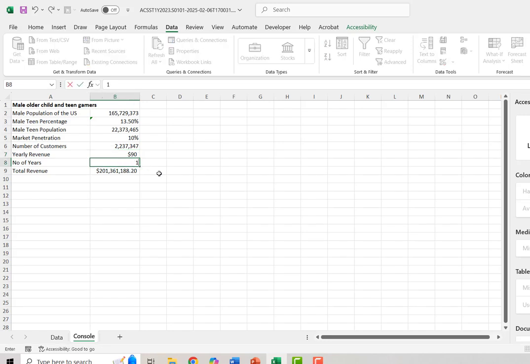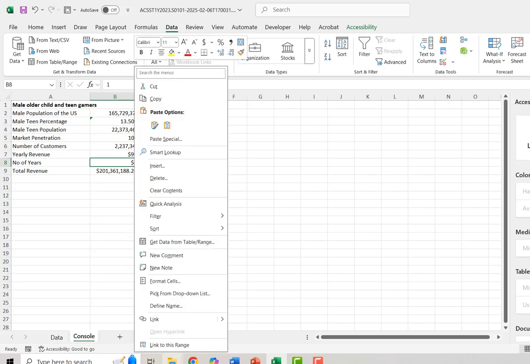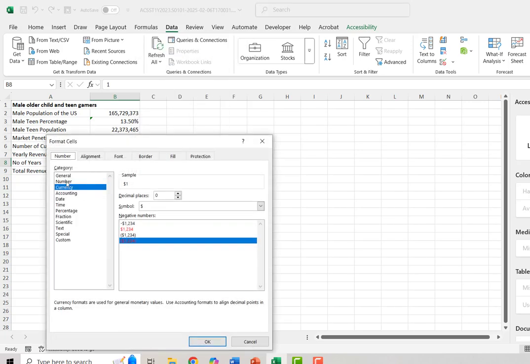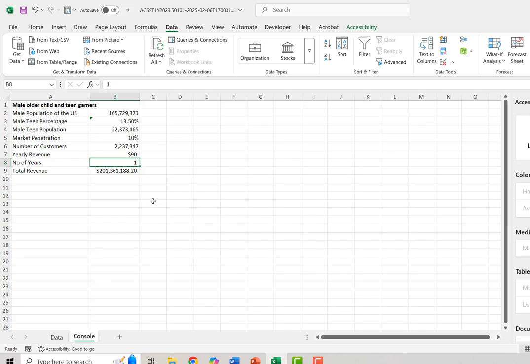And then we also have the number of years, which shouldn't be in dollars. Let me just reformat that. Let's just stick a number. So we have 2 million customers. We have yearly revenue of $90. We do this for 1 year, and then we multiply the total together: number of customers, yearly revenue, and number of years. We could say do this for 5 years, and we get a lot more revenue, obviously.